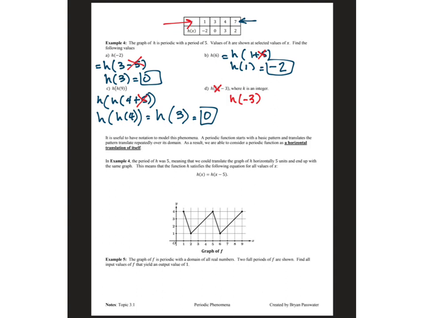Okay, Jenna's saying if I use my period, which is 5, and I'm trying to come up with negative 3, H of 7 minus 2 times 5, 7 minus 10, makes the negative 3. You following that? So H of negative 3 is equal to H of 7, which is 2.